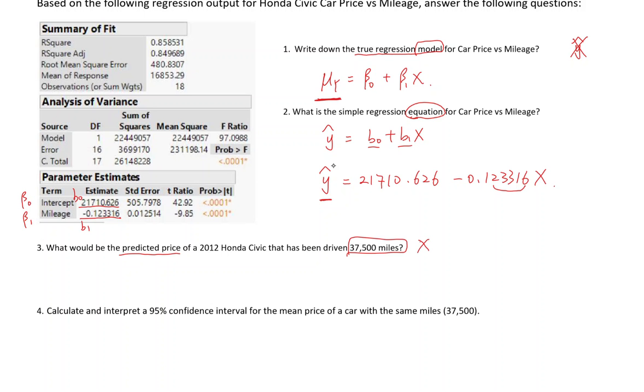So to get the predicted value of y, you need to plug the x value into your equation, so that you have y hat equals 21710.626 minus 123316 times 37500, right? If you calculate this, you should have 17098.126. Alright, so this is the predicted value based on this equation.